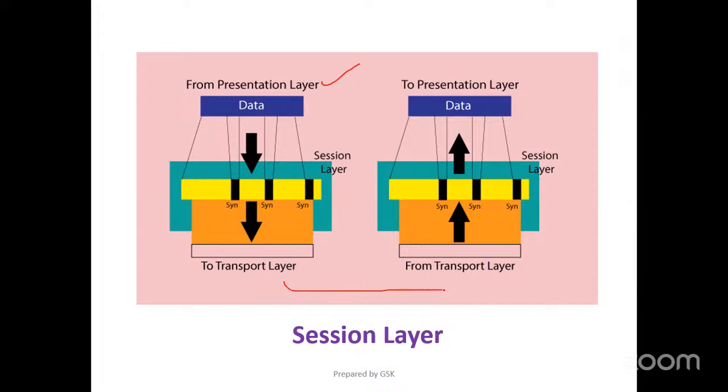At the receiver side, again, we are discussing the session layer portion only. At the sender level and at the receiver level, all the layers work. Every layer has its own responsibility, but we are discussing this particular portion only. Coming to the receiver side, the transport layer will receive the data and send it to the session layer. After that, the data will be sent to the presentation layer. This is at the receiver side.